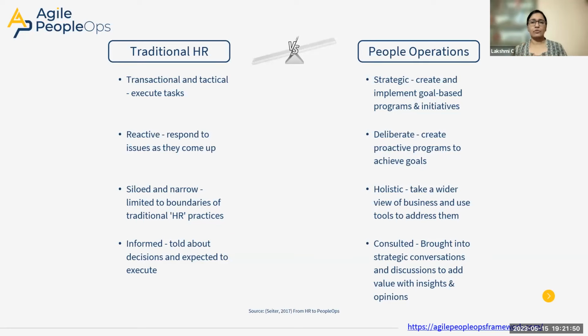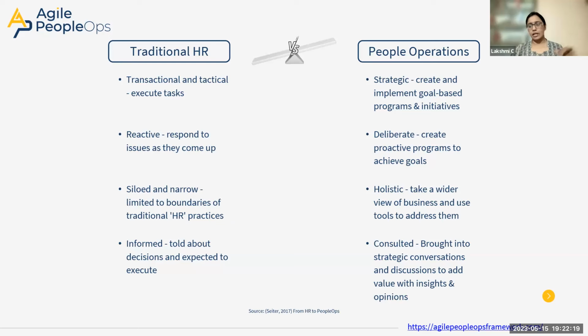And when I say siloed function, folks, it's not just HR being siloed from marketing, finance, other departments, but in certain cases, HR being siloed within its own function. Like recruitment is one sub-function, performance management is there, learning and development is there. All of them are not connected in many organizations. There is still a disconnect, sadly, right? So that's what traditional HR looks like.